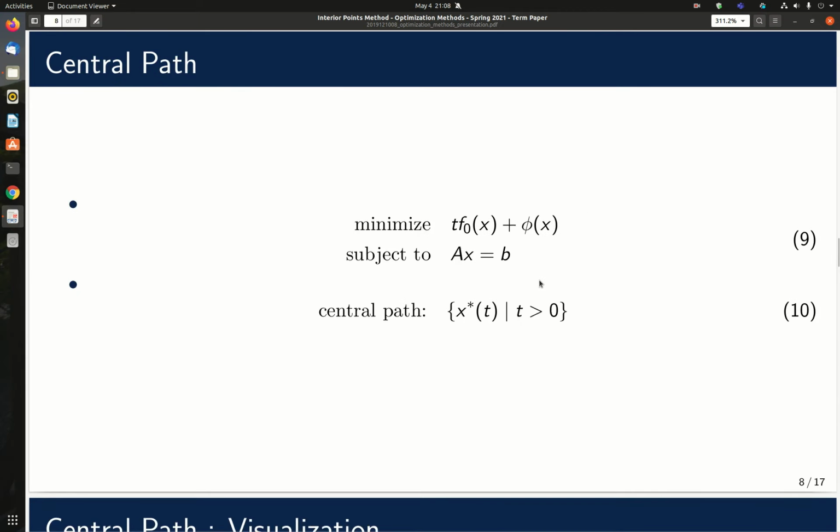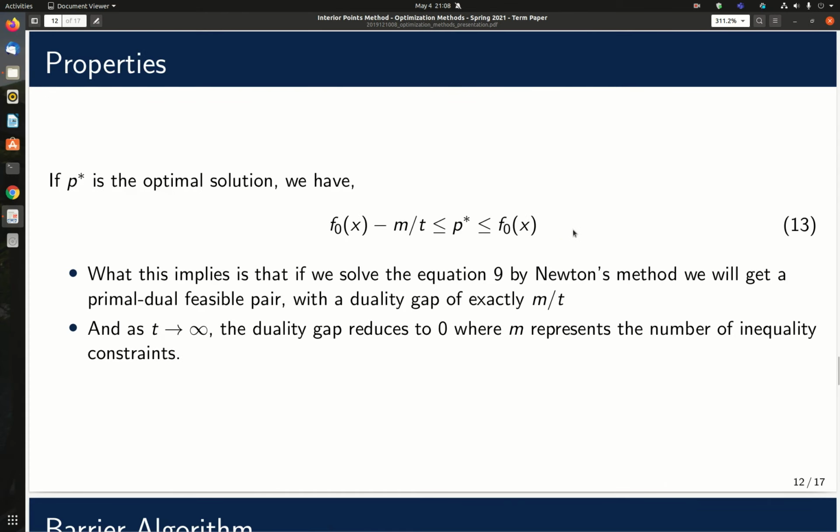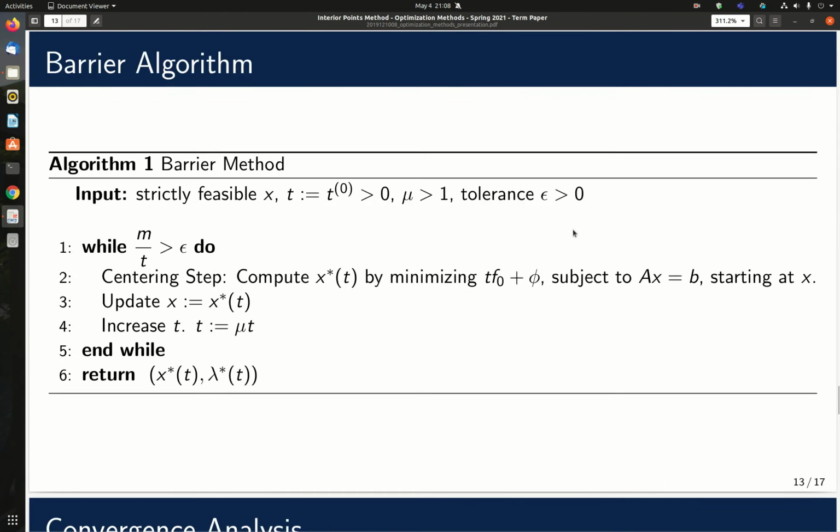We compute this using Newton's method. Generally, we know that phi of x is now differentiable. We can do that subject to Ax equal to b. Then we update x equal to x star of t, and then we increase t equal to mu times t, till m by t is greater than epsilon, the tolerance that we want.